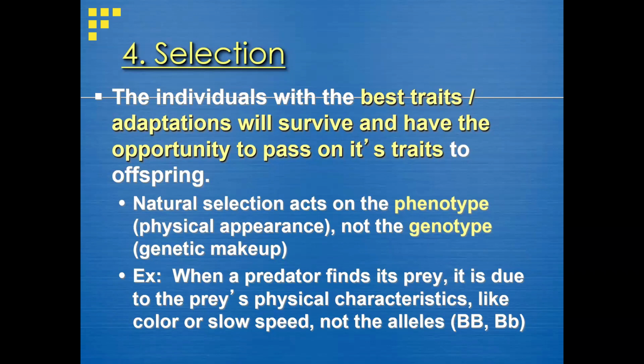So when a predator finds its prey, it is due to the prey's physical characteristics, which can be color, slow speed, not the alleles. So you see, what makes the predator find the prey is the color of the prey, or maybe any other physical characteristics, and that is what makes it identified.